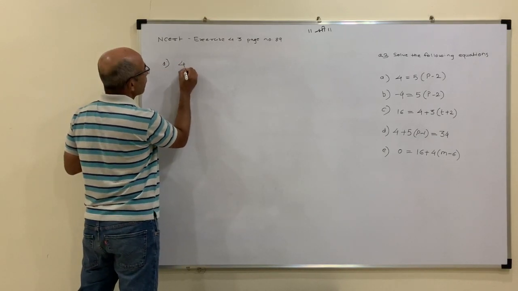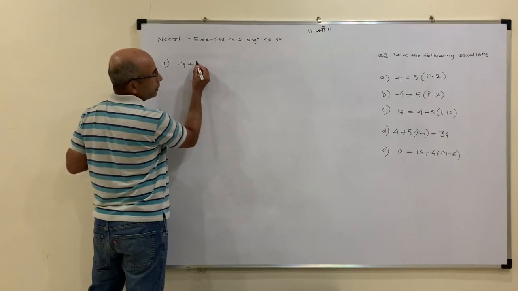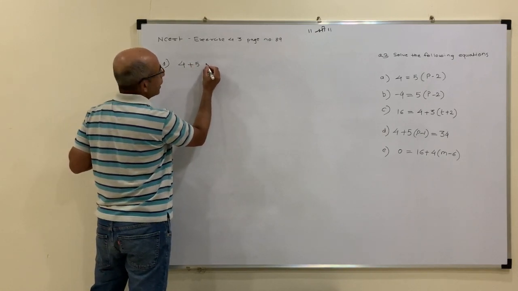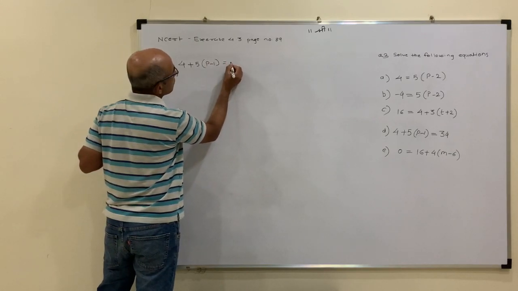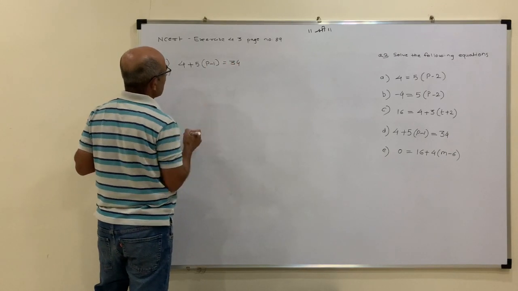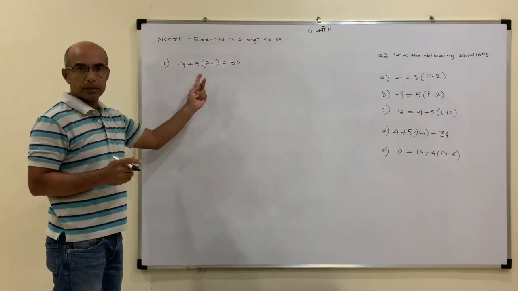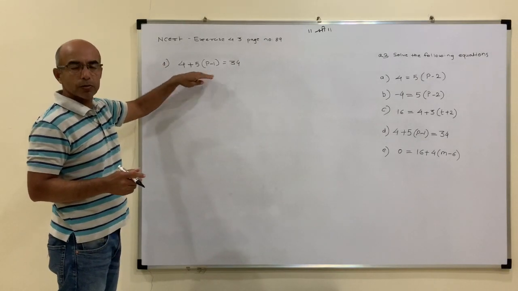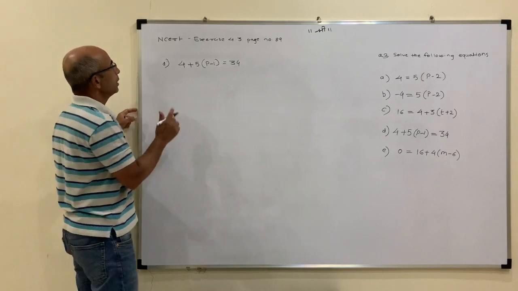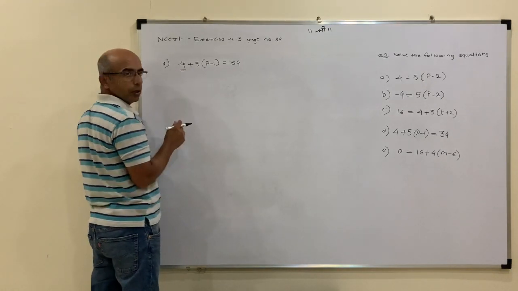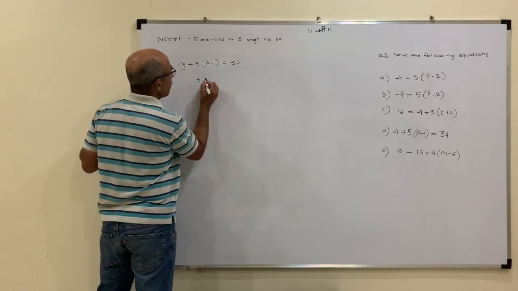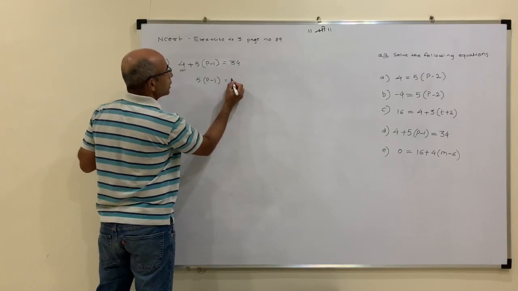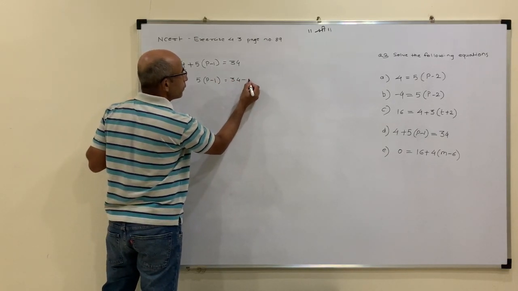4 plus 5 into p minus 1 equals to 34. Now we don't need to swap the sides since p is already on the left hand side. Now I transpose this 4 from left hand side to the right hand side. So my next step will be 5 into p minus 1 equals to 34 minus 4.